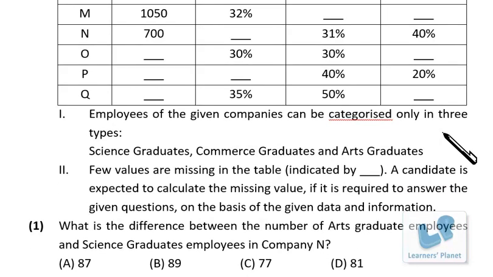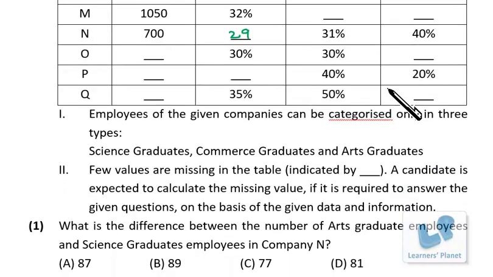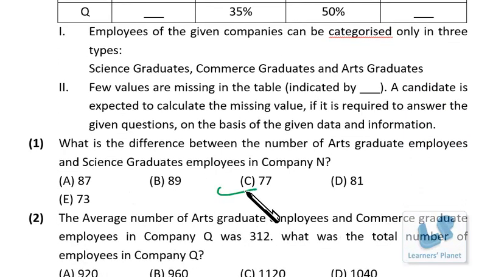What is the difference between the number of arts graduate employees and science graduate employees in company N? So arts is 40%, commerce is 31%, so science graduate will be 29%, right? We have been asked the science and arts difference, so that is 11%. So 11% of 700, that is 77. So no paperwork is required at all. Pretty simple. I hope you are clear.